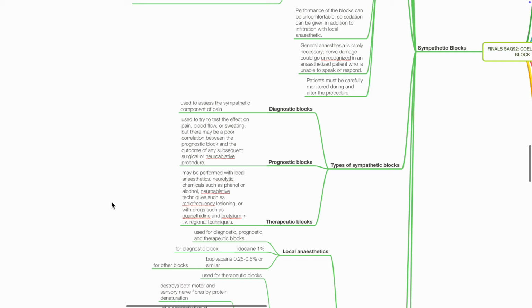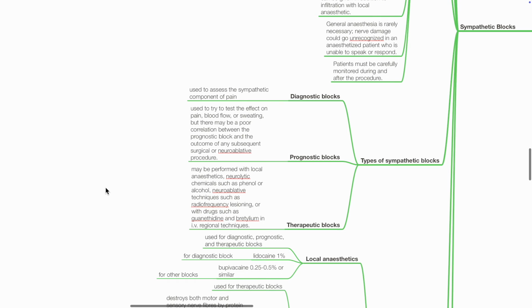Types of sympathetic blocks include diagnostic blocks, prognostic blocks, and therapeutic blocks. Diagnostic blocks are used to assess the sympathetic component of pain. Prognostic blocks are used to try to test the effect of the block on pain, blood flow, or sweating, but there may be poor correlation between the prognostic block and outcome of any subsequent surgical or neuroablative procedure. Therapeutic blocks may be performed with LA, neurolytic chemicals such as phenol or alcohol, neuroablative techniques such as RF lesioning, or with drugs such as guanidine or bretylium in IV regional techniques.